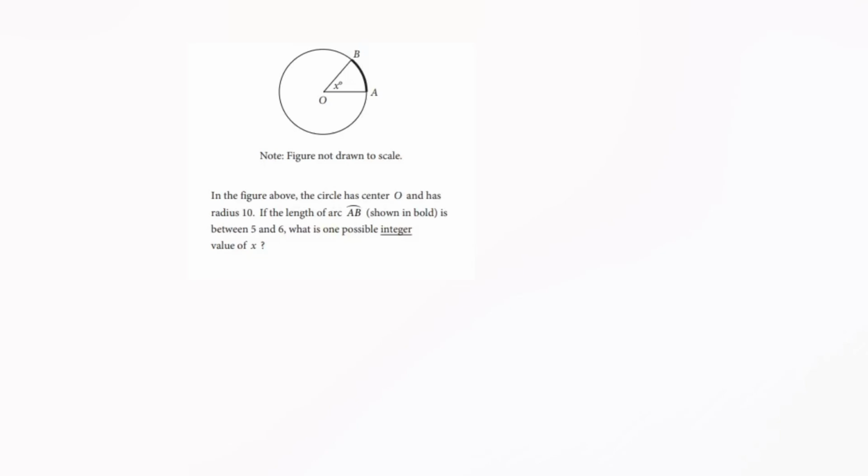I'm going to actually choose a number between 5 and 6. I'm going to choose, let's say, 5.1. It's between 5 and 6, so I can use 5.1.